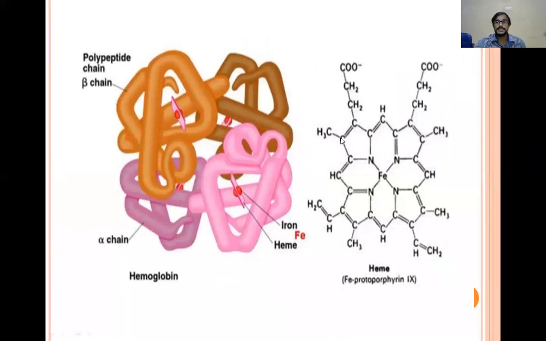So this is the heme structure. Here you can see. So there are 4 globin chains in the hemoglobin. In each globin chain, there is a heme molecule. So this is the heme structure, which contains a porphyrin ring. So this is a porphyrin ring, and porphyrin ring contains 4 pyrrole groups. So these are the pyrrole groups. So the structure of the heme represents a porphyrin ring. It contains a porphyrin ring, and porphyrin ring contains 4 pyrrole groups.